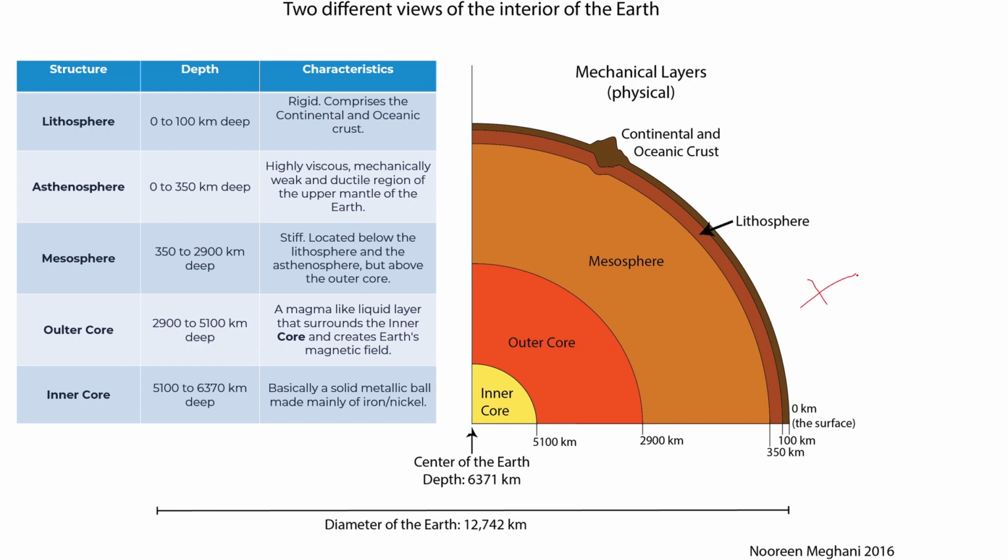So you have your lithosphere, which comprises the continental and oceanic crust. Then you have your asthenosphere, your mesosphere, outer core and inner core. And on the left side here, this table is showing you pretty much all the information that you need to know about those layers. I would also encourage you to stop the video and copy that table onto your workbook.